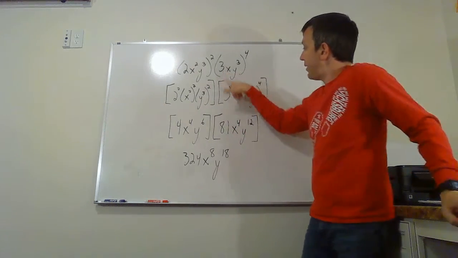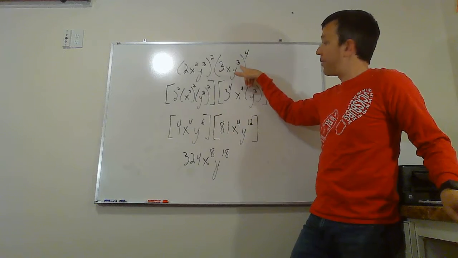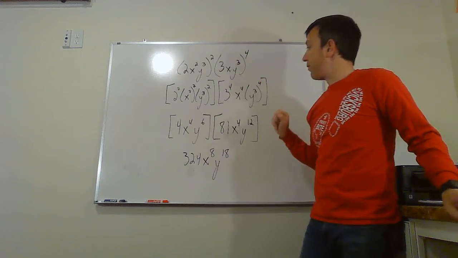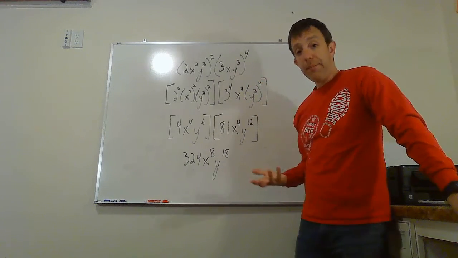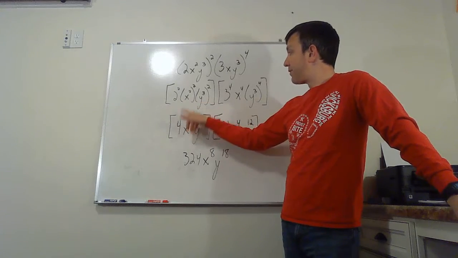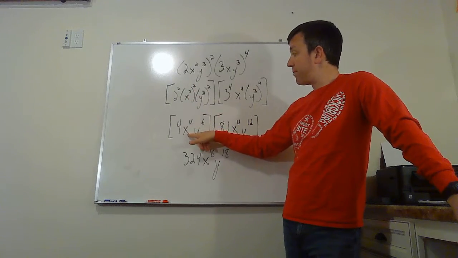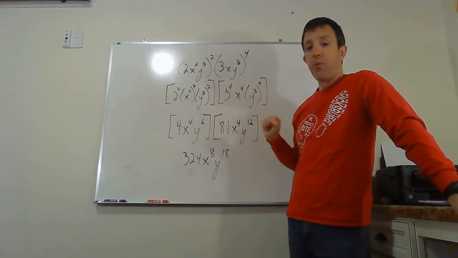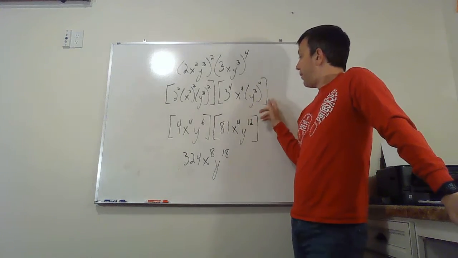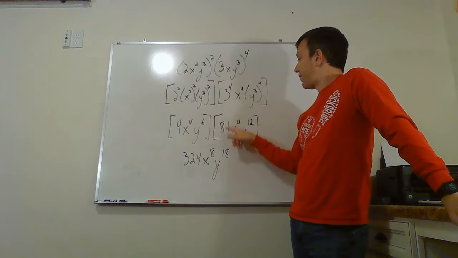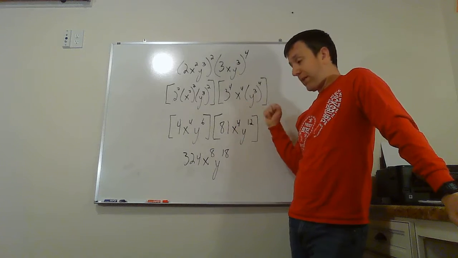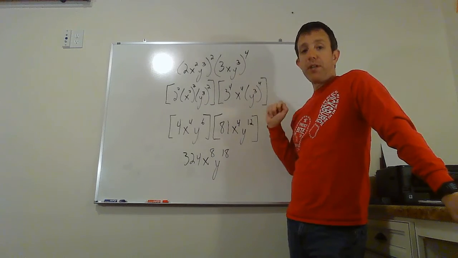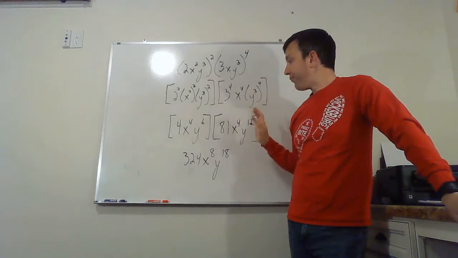Came over here and did the same thing. 3 to the fourth, x to the fourth, y cubed to the fourth. And then I'm going to clean up those messes a little bit. 2 squared is 4, 2 times 2 gives me x to the fourth, 3 times 2 gives me y to the sixth. On the other one, 3 to the fourth is 81, just x to the fourth, and 3 times 4 gives me y to the 12th.